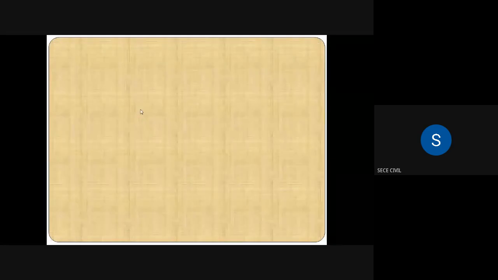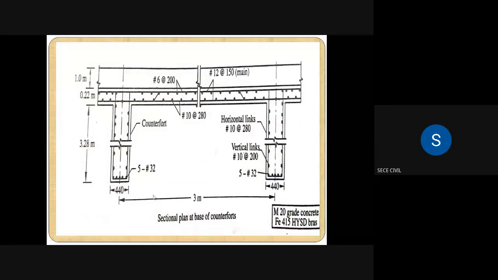You can see in the diagram here. 36 kilonewton per meter square is the pressure acting from the stem portion. 36 into 3 minus 0.44, so for this portion only the pressure acts. 0.44 is the thickness of the counterfort.